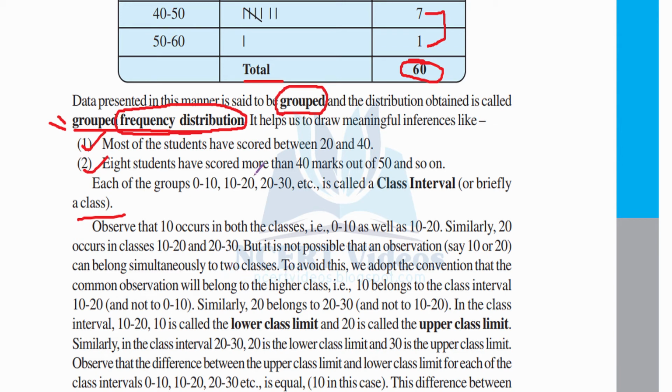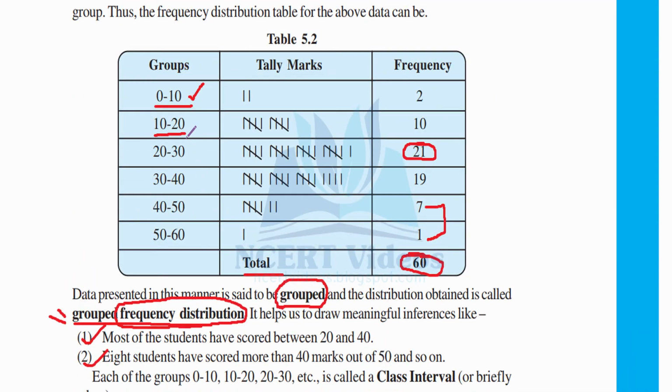That is just what we have discussed. To avoid this, we adopt the convention. What is the convention? That is the standard procedure or the standard protocol that we consider globally, that the common observation will belong to the higher class. That is, if the number of students get 10 marks, we will not consider in this class. Rather, we will consider the students who got 10 marks in the next class, that is, in the higher class.